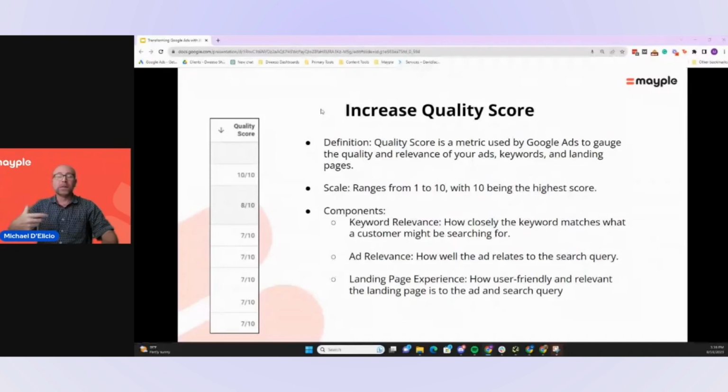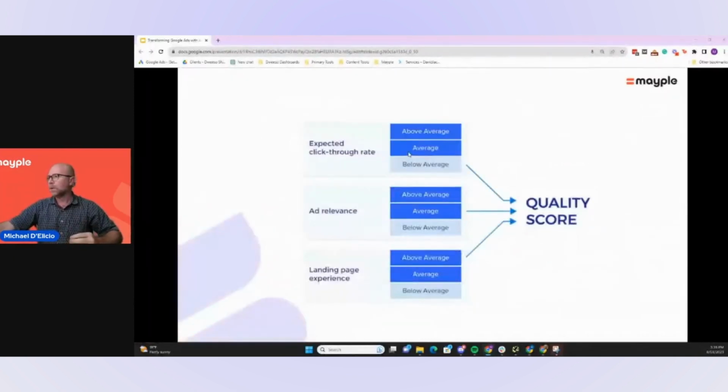So in order to minimize that, Google tries to incentivize making a quality connection between those 3 points of search: keyword, ad, landing page. And it does that through quality score. These are a couple of other factors that they look for: expected click-through rate based on the history, the ad relevance, and then the landing page experience. These all are factors that go into quality score.